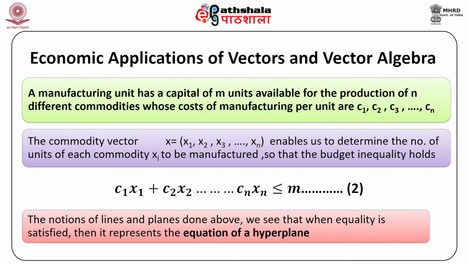Relating with the notion of lines and planes done above, we see that when equality is satisfied, it represents the equation of a hyperplane whose normal is the cost vector (C1, C2, ..., Cn), and xi ≥ 0 for all i.